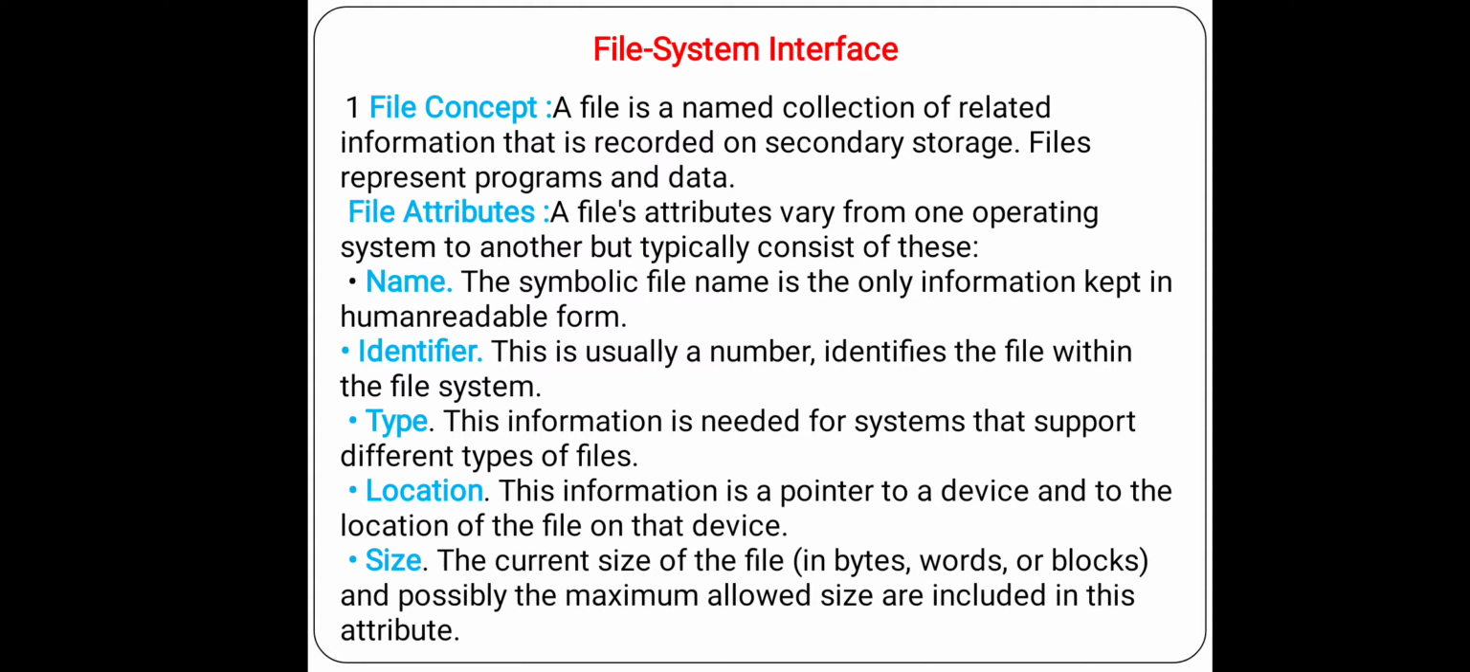First one, name. The symbolic file name is the only information kept in human readable form. Once again, name. You have to give a name for each and every file for better understanding of the user whoever sees that file. Simply, the symbolic file name is the only information kept in human readable form.